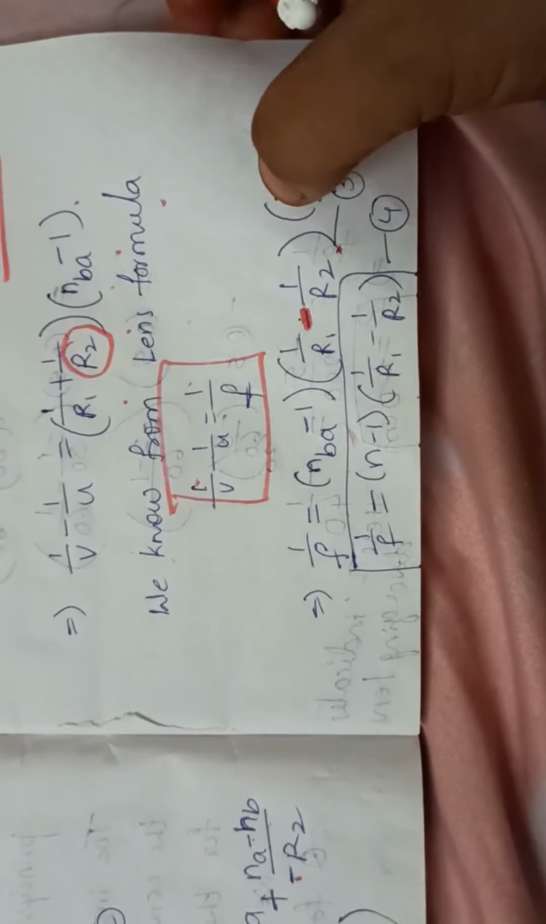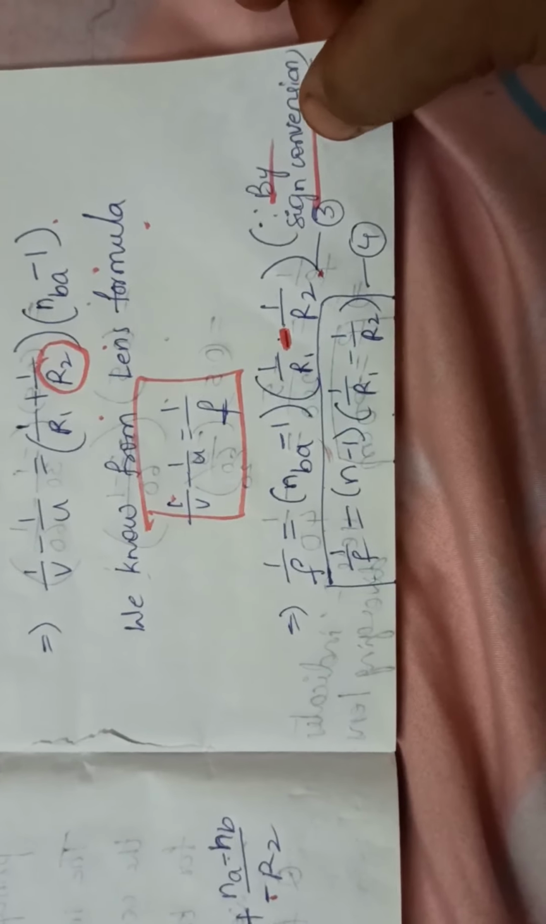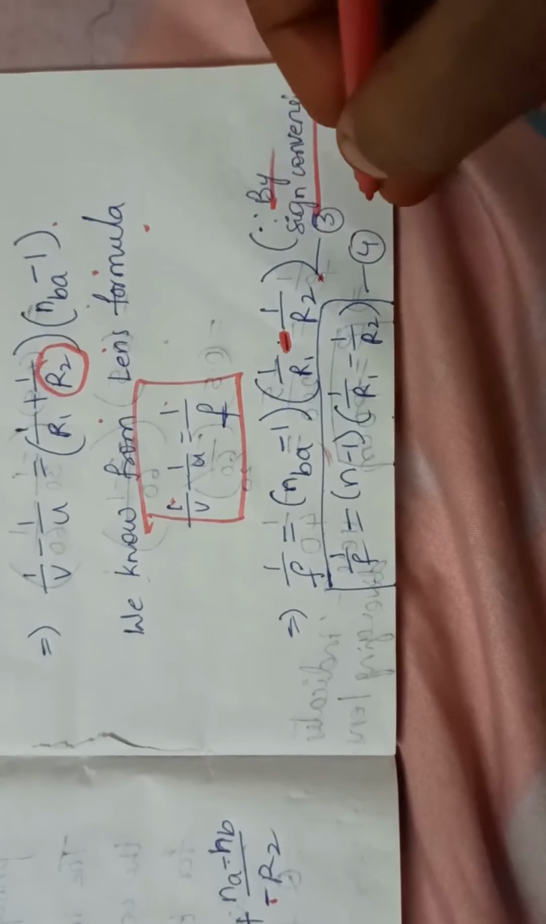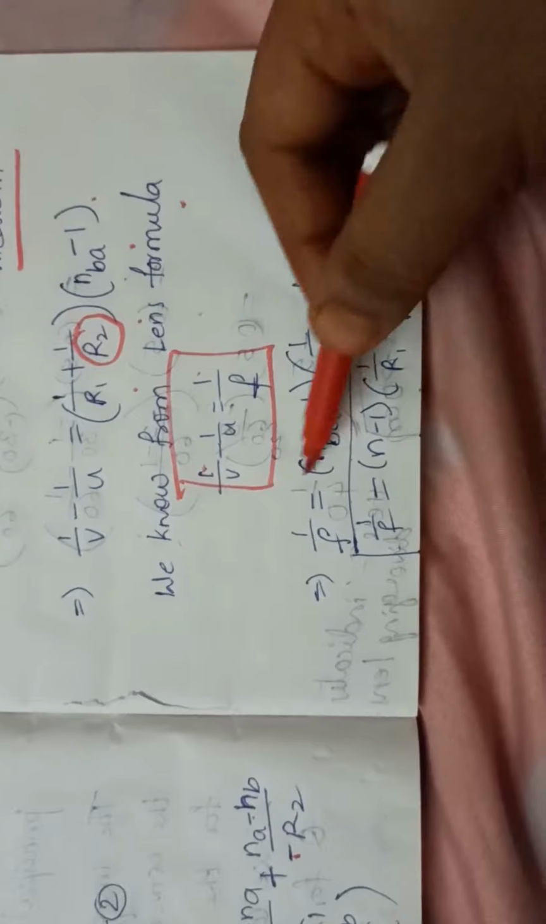So from this we can write, this is the lens maker formula. This is applicable for all, and this is suitable for a lens with respect to the surrounding medium.